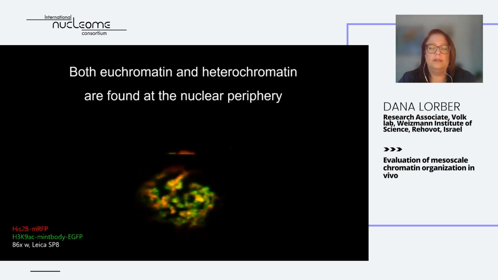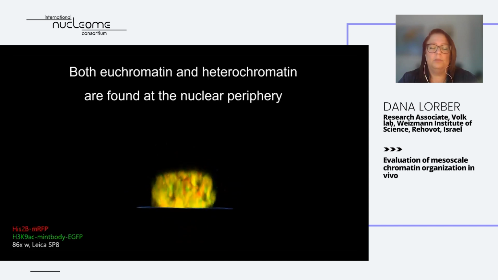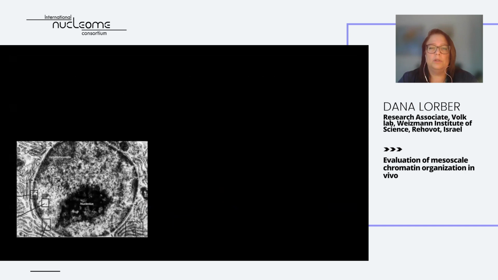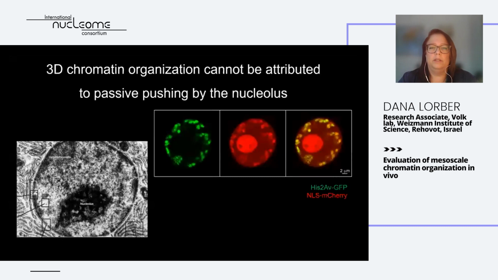We wanted to understand the physical parameters that govern chromatin mesoscale organization. One hypothesis was that the nucleolus pushes the chromatin towards the nuclear envelope, as may be suggested from images of fixed nuclei. Imaging live nuclei shows that the nucleolus does not occupy the whole chromatin devoid volume and cannot be the source of this organization.